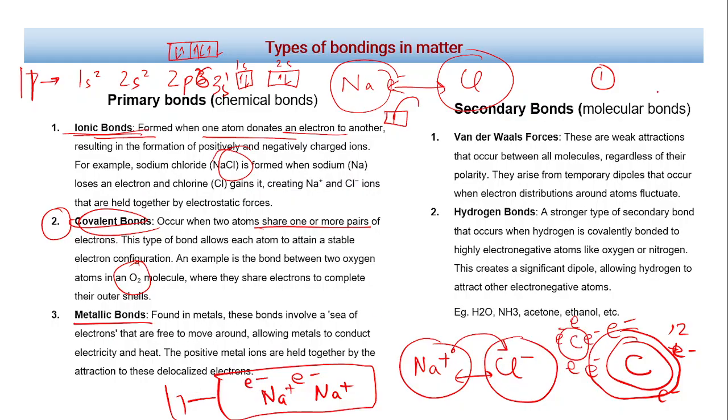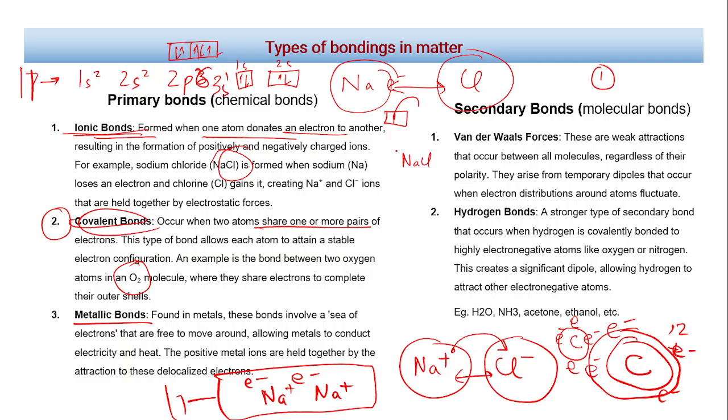Now secondary bonds, which are called molecular bonds. We have van der Waals forces, which are very weak attractive forces. They occur between molecules regardless of their polarity and arise from temporary dipoles. This is difficult to give an example of, but say due to some reason there is a molecule, like NaCl.